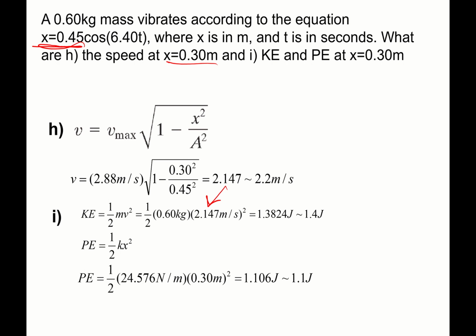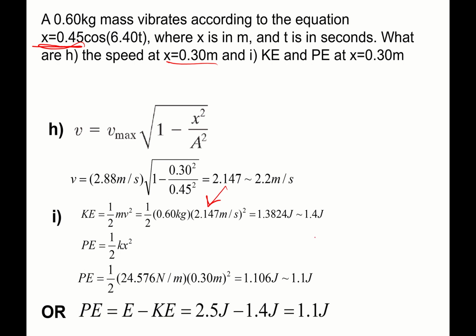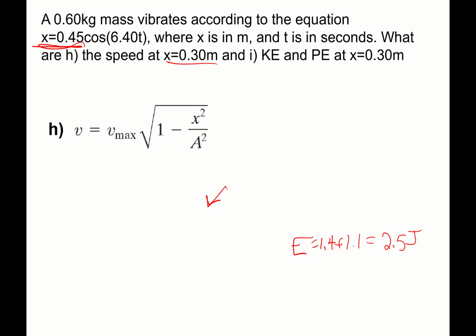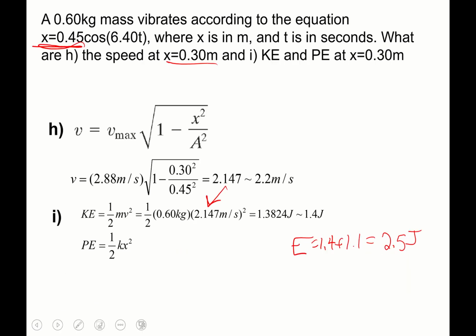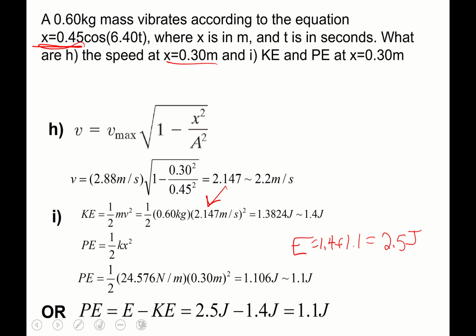If I check here, if I add up the total energy, E total is 1.4 plus 1.1, or 2.5 joules. And if we go back to the previous slide, you can see I figured out that the total energy was 2.5 joules. So we get agreement there. Alternatively, I could also have done that the potential energy was the total energy minus the kinetic energy. There are so many equations here that there are multiple orders in which I can figure out the things.